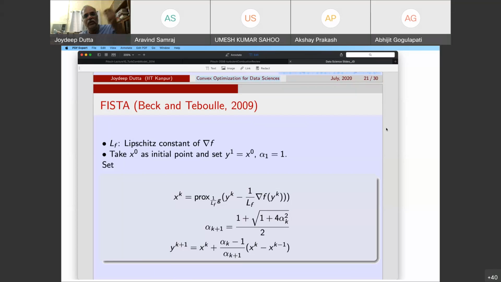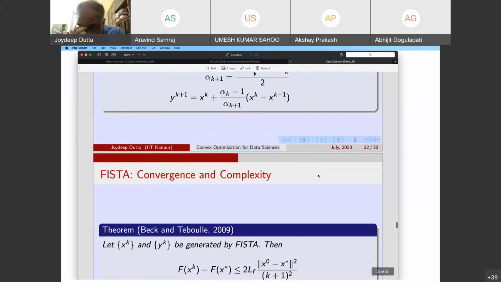So here, what you are doing in FISTA, you are coming from xk to xk plus 1 through one more intermediate step of finding a yk plus 1. You use xk and xk minus 1 to find yk plus 1, and then use the yk plus 1 to create the xk plus 1. And the same story goes on. Okay, the next slide.